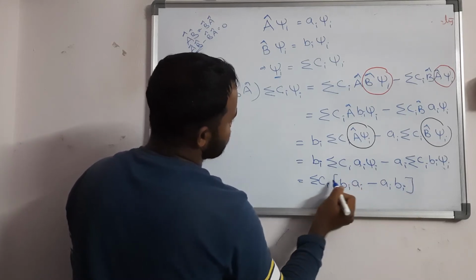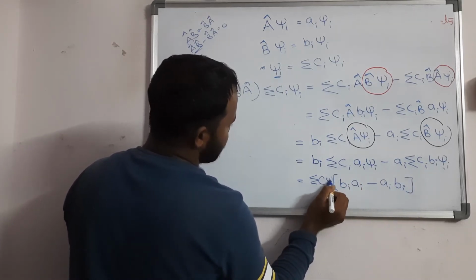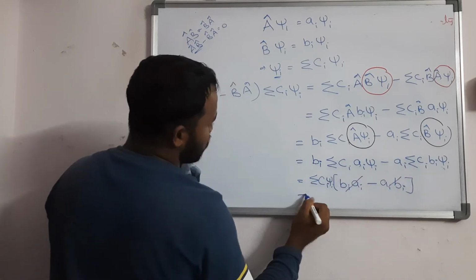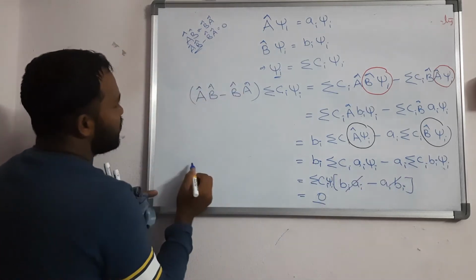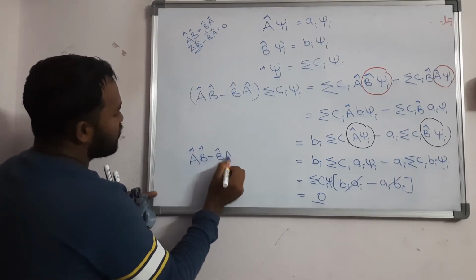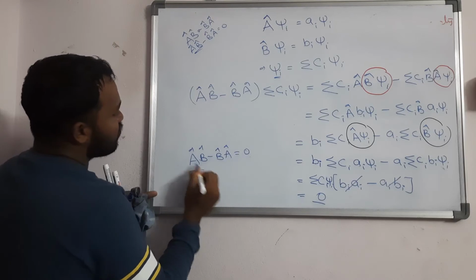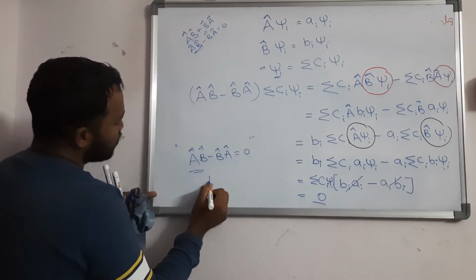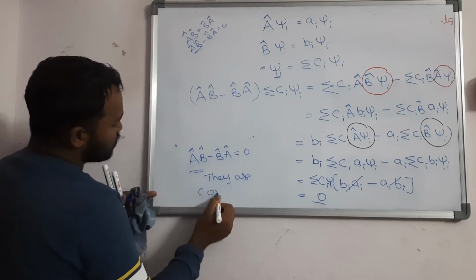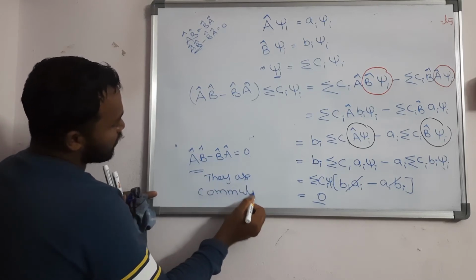This psi I is here, I am going to write psi I. Ci psi I I am going to write outside. Here both get cancelled. You are left with 0. That means you can say A cap B cap minus B cap A cap is equal to 0. That means therefore they commute with each other.